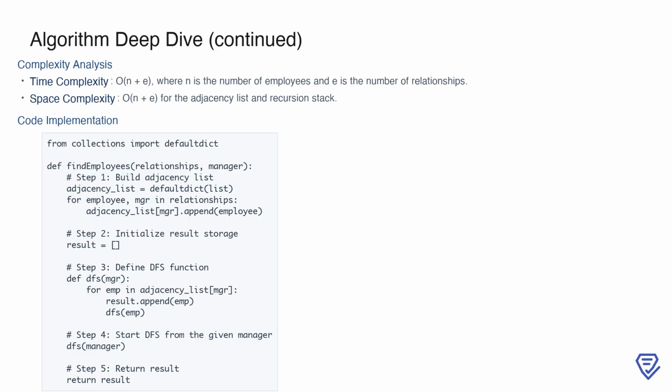Let's look at the implementation. We start by building the adjacency list using a dictionary where the keys are manager IDs and the values are lists of their direct reports. Then, we initialize an empty result list. We define the DFS function, which iterates through the direct reports of a manager, adds them to the result list, and recursively processes their reports. Finally, we invoke the DFS function starting with the given manager and return the populated result list. This efficient and straightforward implementation captures the entire hierarchy under the specified manager.